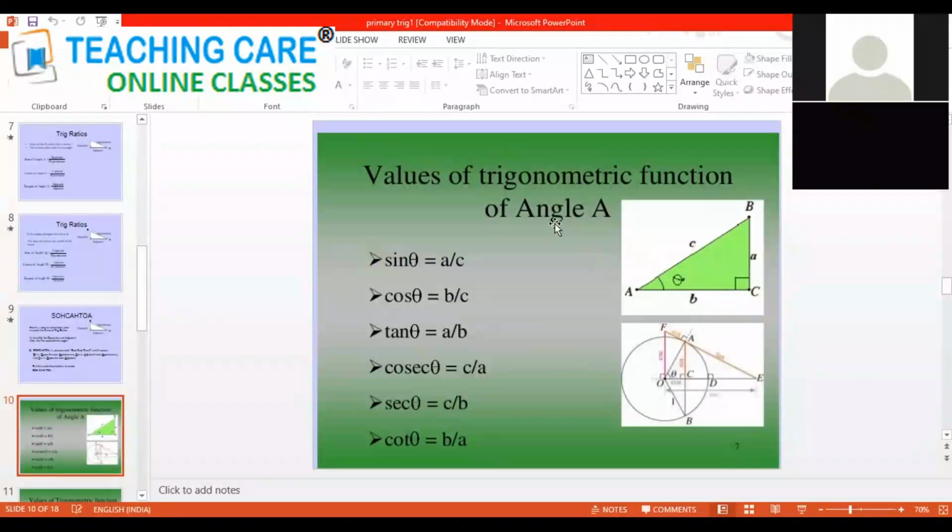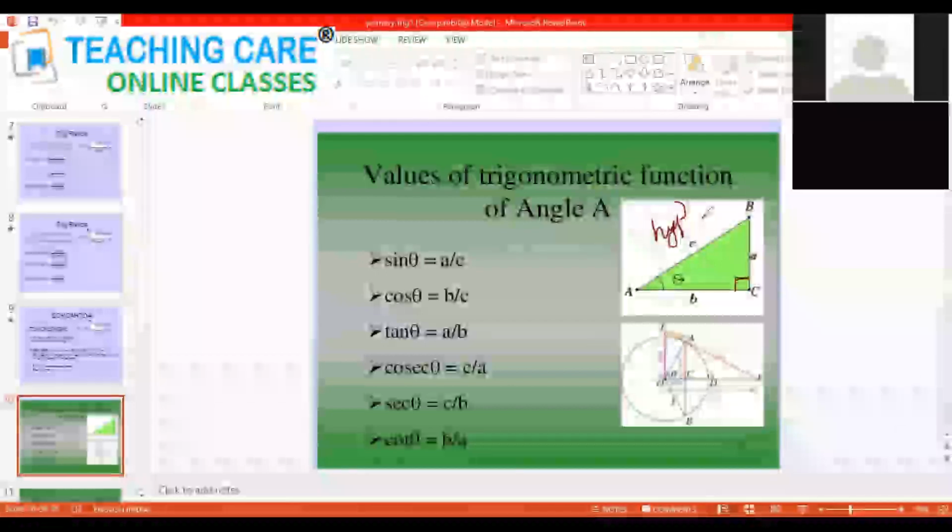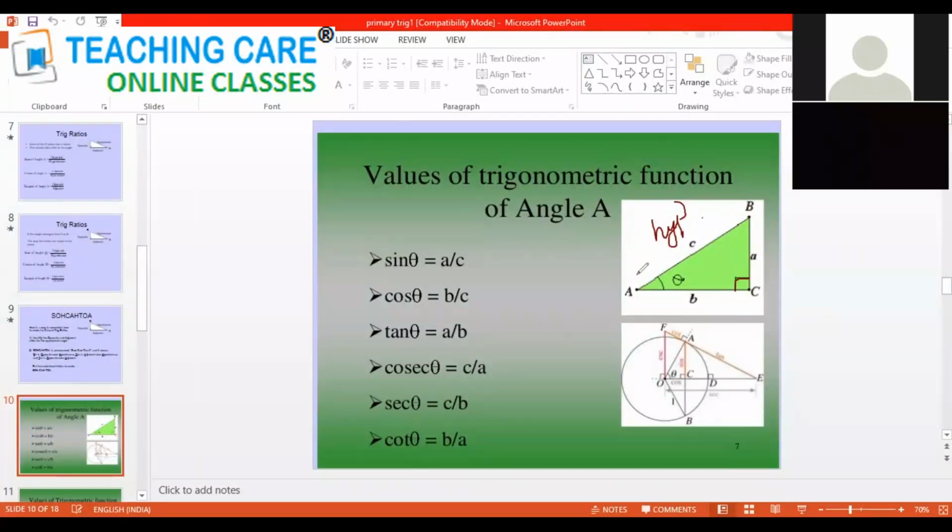So, for example, values of your trigonometric functions for angle A. Now, this is my angle C, that is 90 degrees. This will be my hypotenuse. Whenever they give a problem, just mark this, then you won't make mistakes. And this is going to be my theta, which means this will be my opposite side, and this will be my adjacent side.